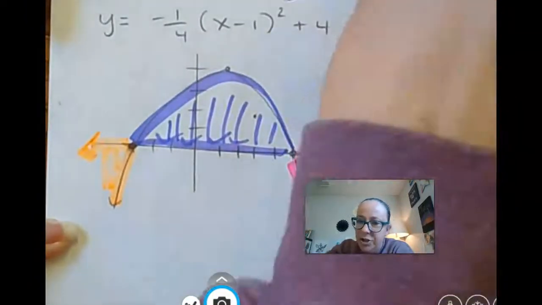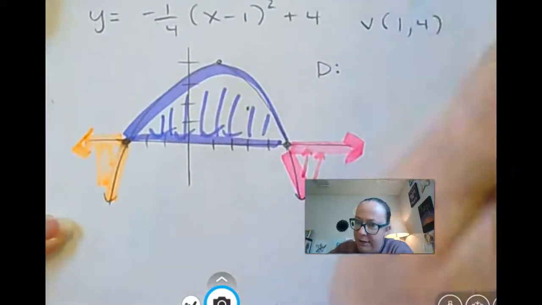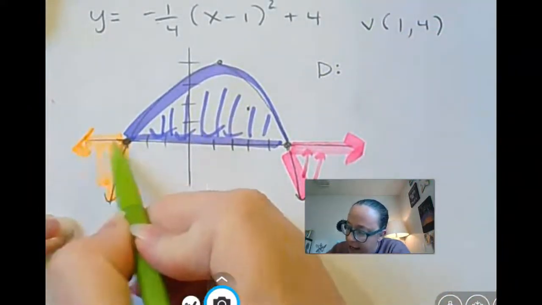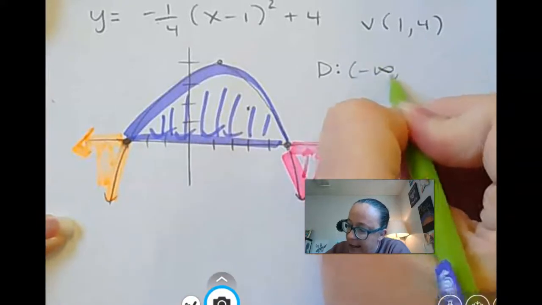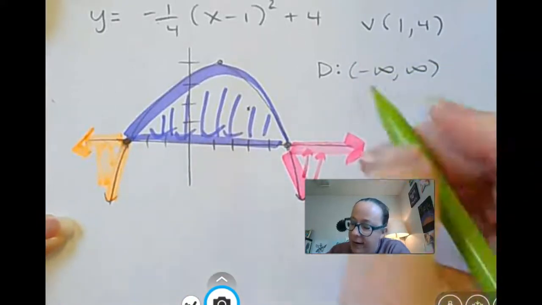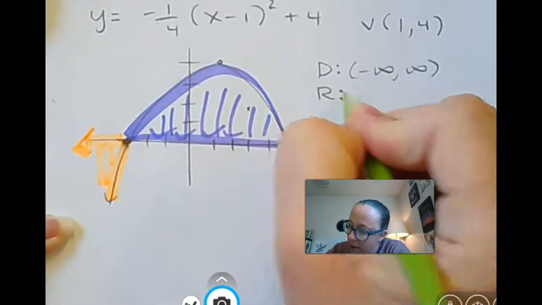And I know I said you could just go all real numbers, negative infinity to infinity, but I want you to understand that it covers the whole x-axis, so my domain is negative infinity to infinity. Now my range, it's a different ballgame.